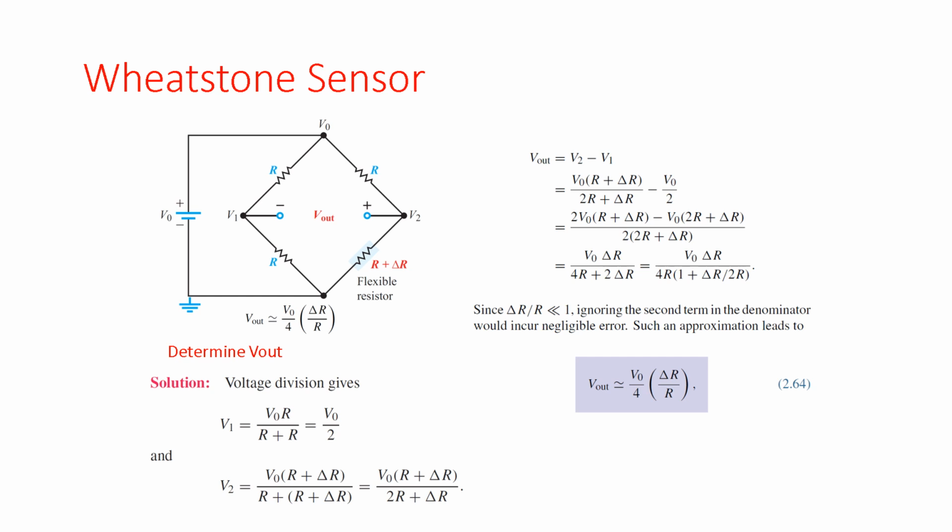And so for V out, remember Kirchhoff's voltage law, the sum of the voltages in a loop equals 0. So we're going to have V out equals V2 minus V1. And then if you solve down through that, you're going to get V out equals about V0 over 4 multiplied by the change in resistance over the resistance, delta R over R.